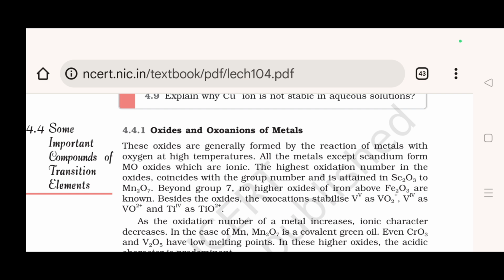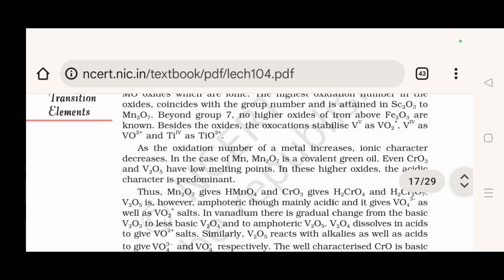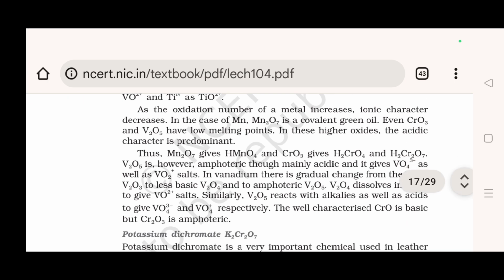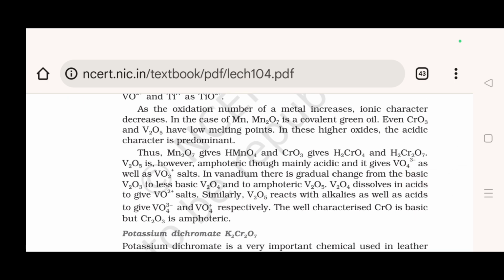Besides the oxides, the oxocations stabilize V(V) as VO2+, V(IV) as VO2+, and Ti(IV) as TiO2+. As the oxidation number of a metal increases, ionic character decreases. In the case of Mn2O7, it is a covalent green oil. Even CrO3 and V2O5 have low melting points. In these higher oxides, the acidic character is predominant. Thus, Mn2O7 gives HMnO4 and CrO3 gives H2CrO4 and H2Cr2O7.